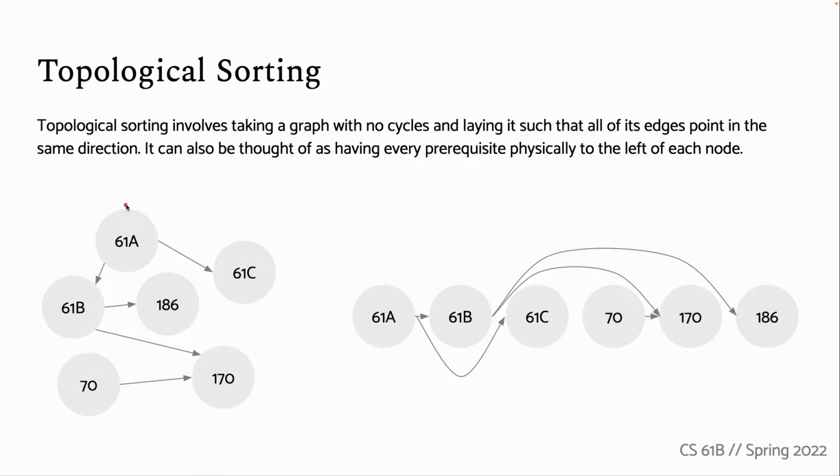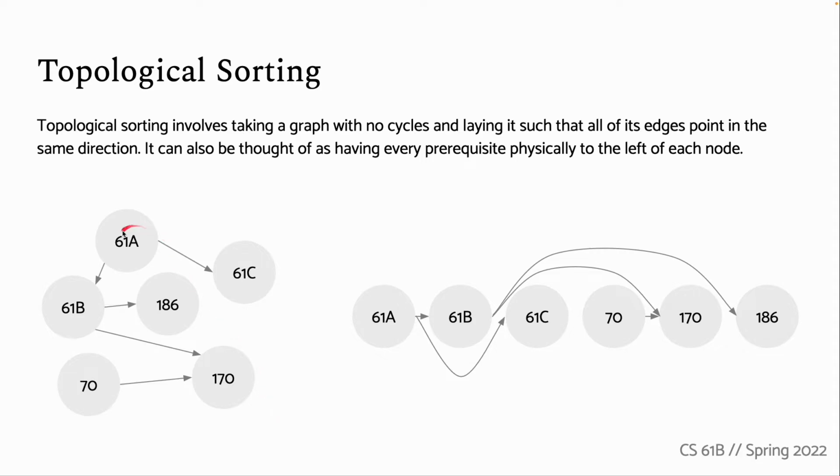This is useful for things such as, in this case, let's say you're trying to figure out what classes you want to take to graduate, and these are the lists of classes, and obviously you can't take classes in any old order. You do have to have certain prerequisites for most classes. So 170, you need to have taken both 61B and CS70 before you're ready to take 170.